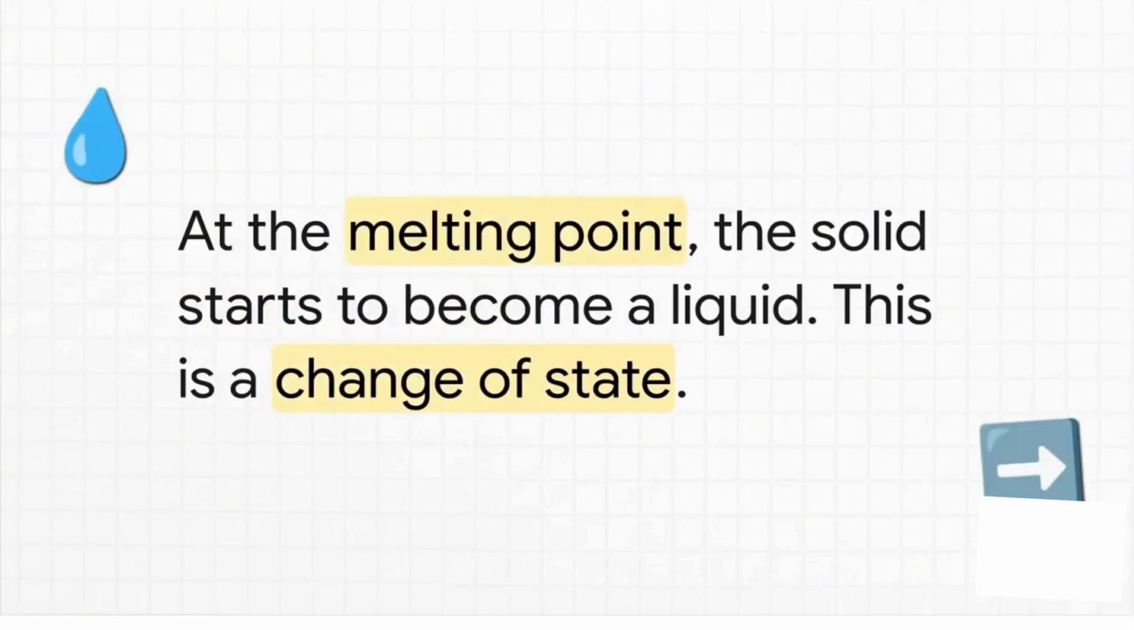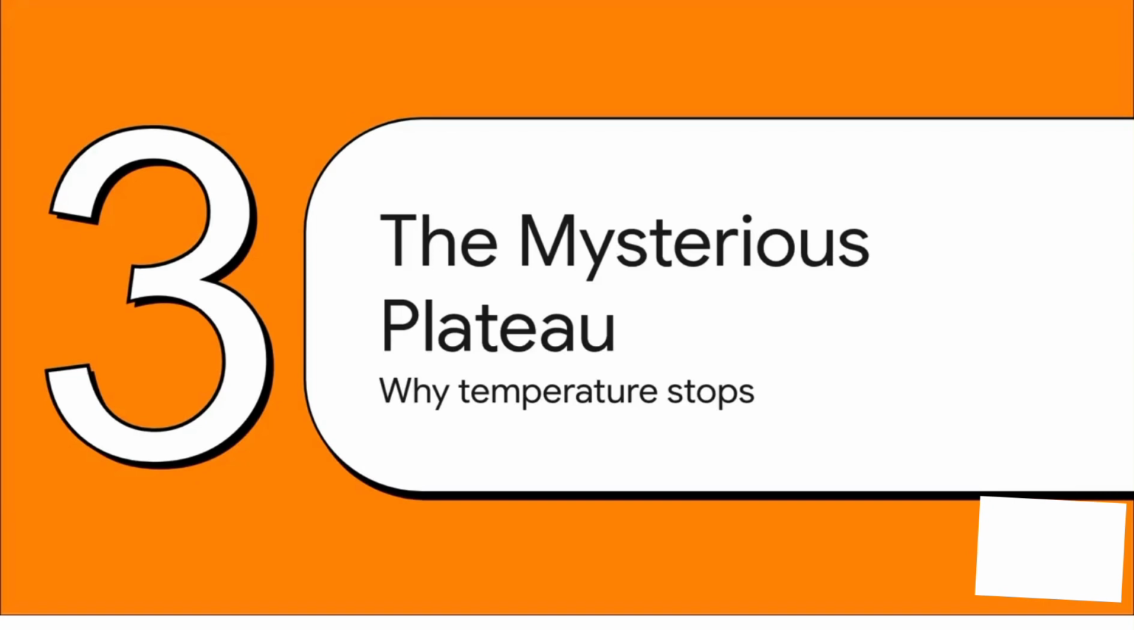And then we hit 0 degrees Celsius, the melting point. The ice starts to turn into liquid water. This is it, our first change of state. But this is also where things get weird. Something really strange happens with the temperature right at this point. Which brings us right to the heart of the puzzle, the mysterious plateau.